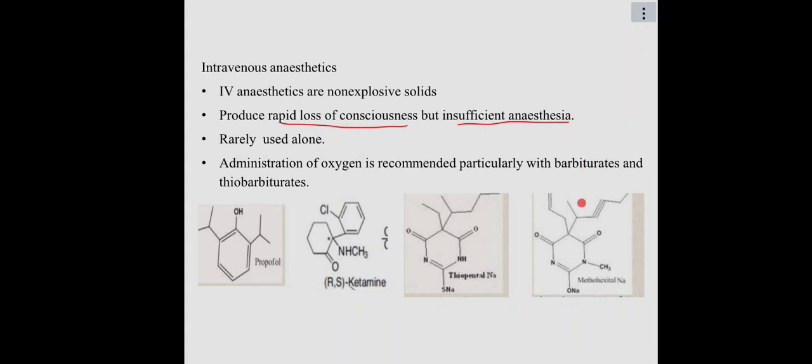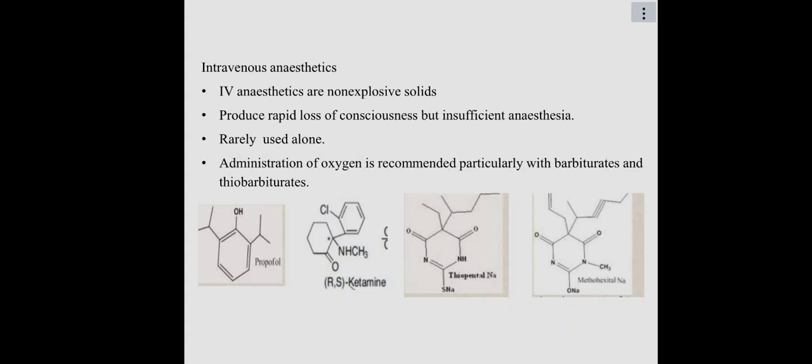And why they cannot maintain is when you look at this structure and you look at position number 5, you can see the substitutions, very large hydrocarbon substitutions at position number 5, and these large hydrocarbon substitutions ensure that these compounds have very high lipid solubility, and that high lipid solubility makes these drugs undergo redistribution. So they get to the receptor, cause rapid anesthesia, but very rapidly they will move out of the site to the surrounding lipid tissues, redistribution, and therefore they will not be able to maintain anesthesia.